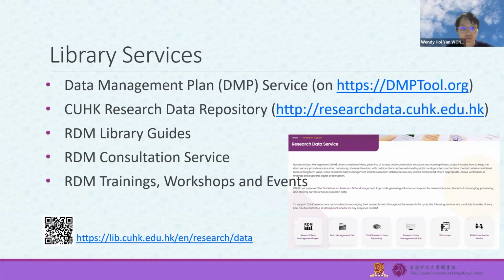And here are some services provided on research data management from the library. Please feel free to join our workshops. If you have any questions, you can send me an email or request a consultation session. We also have a lot of library guides. Just type RDM CHK on Google or any search engine, and the library guides on RDM will come up, and it will direct you to all our subpages on research data management. And this is the DMP service and data repository service we have mentioned just now.